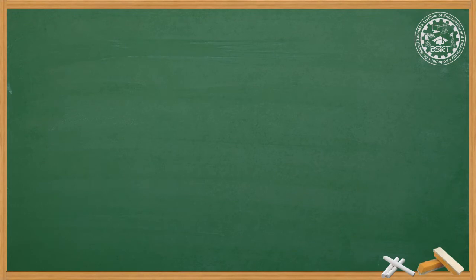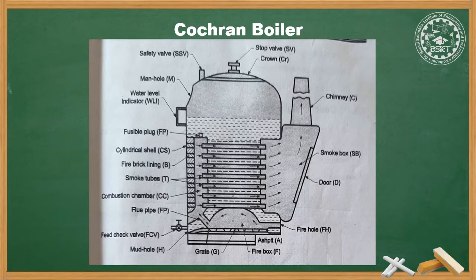The next type is the Cochran boiler. The Cochran boiler, as shown in the figure, is a simple multi-tubular stationary fire tube boiler. It consists of a cylindrical shell with a dome shape at the top in which the steam is formed or collected. The firebox is made up of a single piece with a crown of hemispherical shape. The hemispherical shape provides large space for heating. The fuel is burned on the grate and the ash is collected from the ash pit.